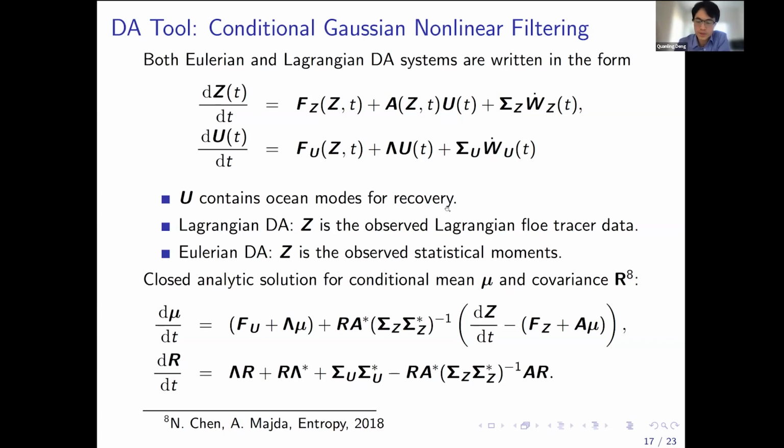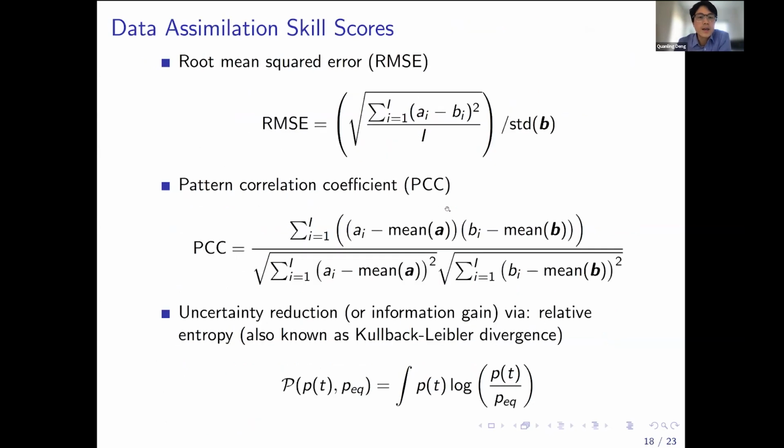So we adopted this data assimilation tool. And then here it's to show the data assimilation skill scores. We look into the typical things, which are the root mean square errors and pattern correlations, and then uncertainty information gain, like uncertainty reduction, defined by entropy, relative entropy. So we look into these ones.